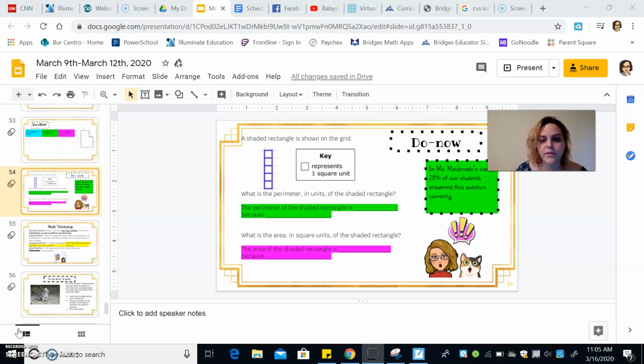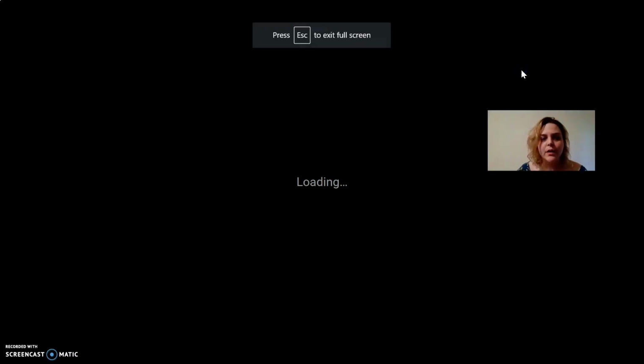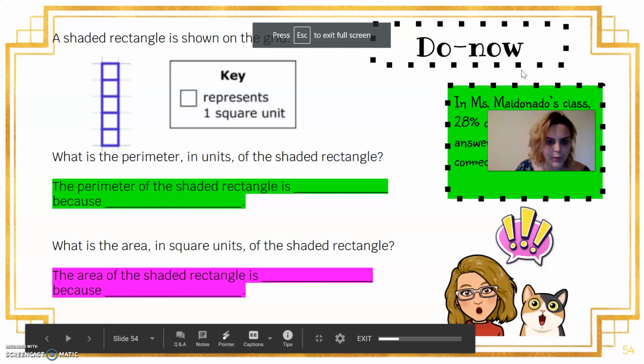We're actually going to start with the do now. It looks very familiar to a do now that we did last week, and it's just further practice. Our class, Miss Marlonado's class, got 28% on this. 28% of my students got this question right, and I'm pretty sure the other two classes did just as poorly on this question, and that's why we're going to review it. So I'm just going to make this bigger so you guys can see it. So this is what we're going to do.